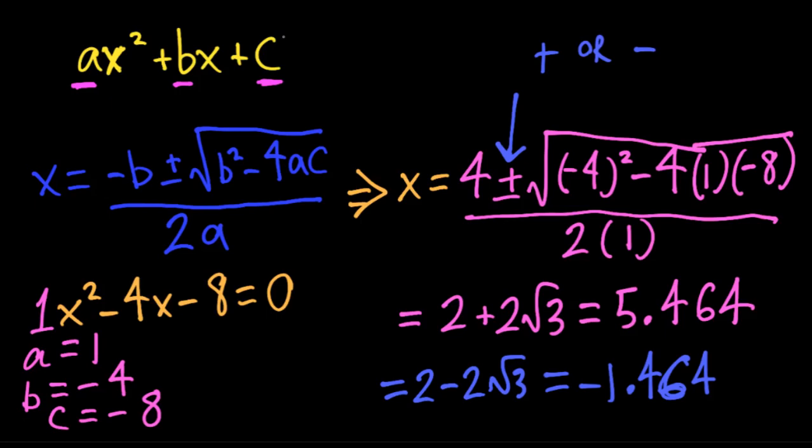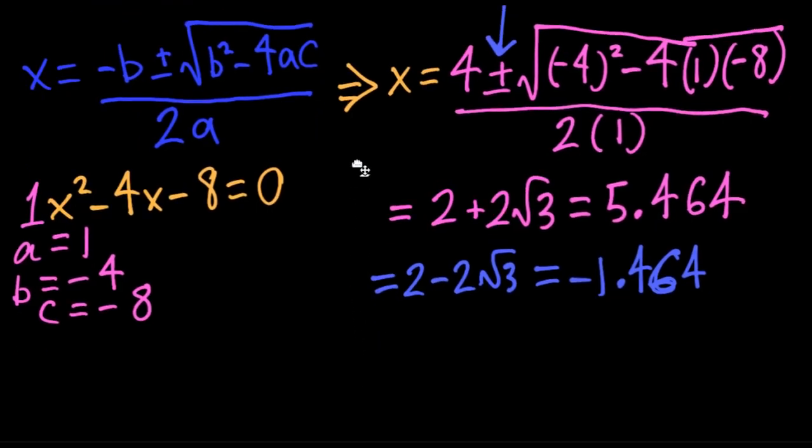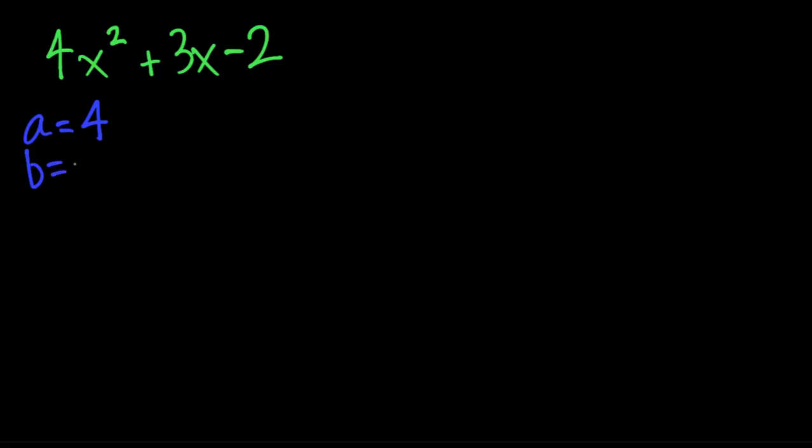Okay, and so now we've gotten what x is equal to, right? So that was very easy. Okay, let's just try one more example. What if the equation was 4x squared plus 3x minus 2? Once again, we'll write down what a, b, and c is. So a is 4, b is 3, and c is minus 2.